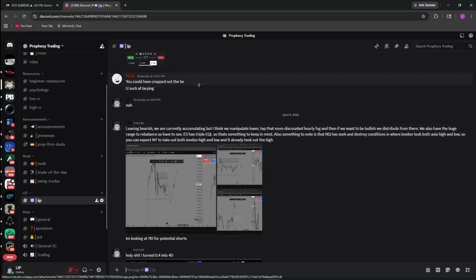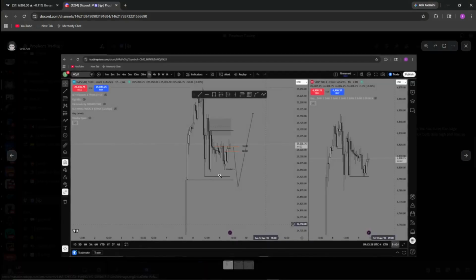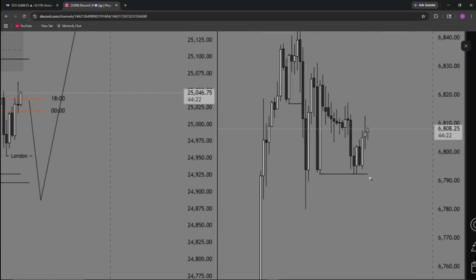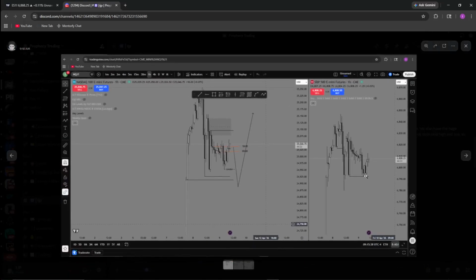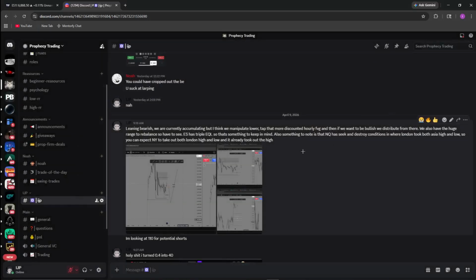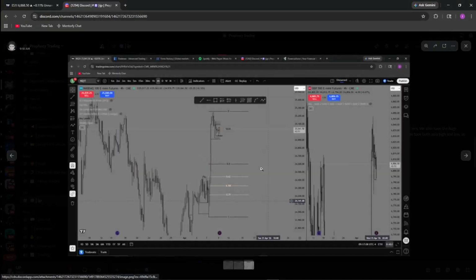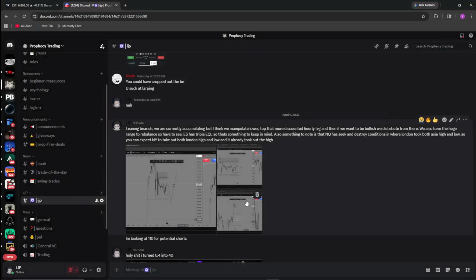But yeah, I was leaning bearish today. Why? We had London lows and this hourly gap here to fill, and also triple equal highs. So I mean equal lows. I was pretty bearish. And we also had this big leg to rebalance that we could have done.